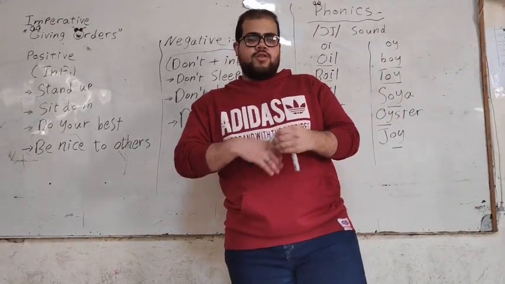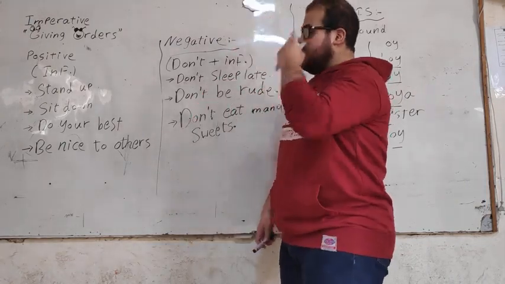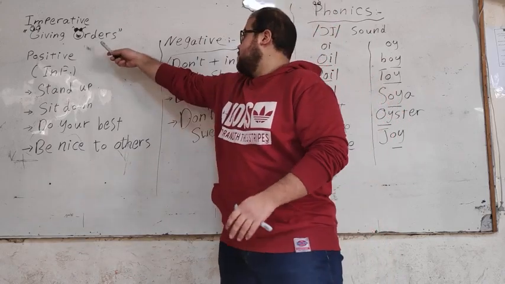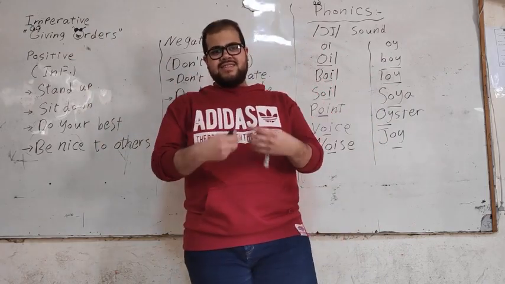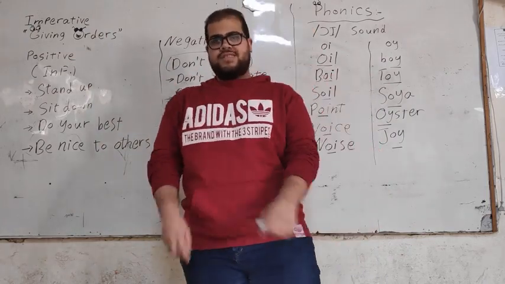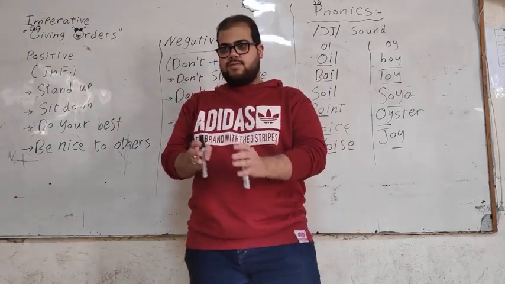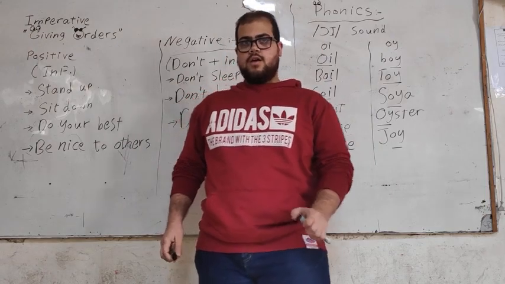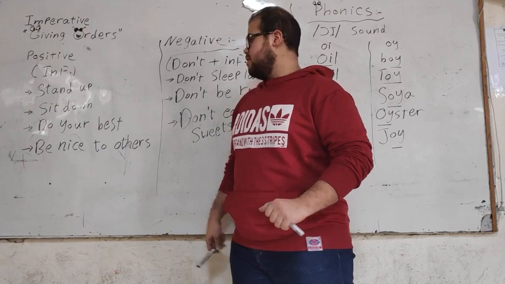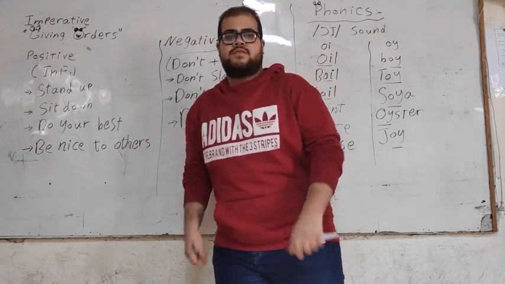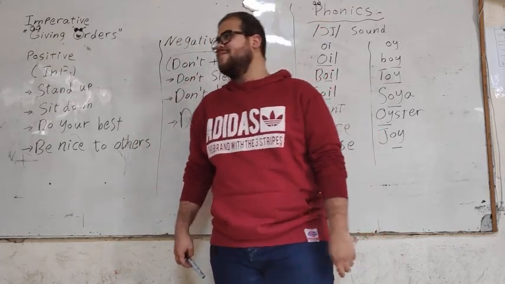Okay, so after we talked about object pronouns and given many examples of it, now we are going to talk about imperative. Imperative, or giving orders, is to tell someone to do something. Like for example, stand up. I'm saying to someone, stand up. Sit down. Do your best. Be nice to others, like be polite to others. Don't do anything bad, right?